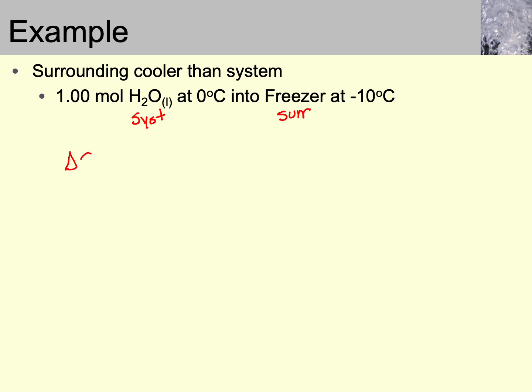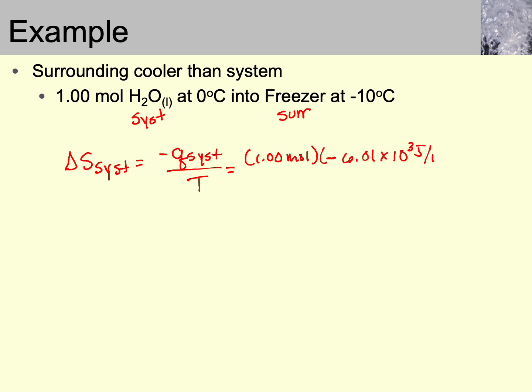So first we'll calculate delta S of the system. So delta S of the system is going to be a negative Q of the system because it's flowing out over temperature. So that's going to be equal to 1.00 moles times the negative 6.01 times 10 to the 3 joules per mole. That is still the same value from our previous slide. We're still working with water. And this is at 0 degrees, so over 273 Kelvin. So that's a negative 22.0 joules per Kelvin.